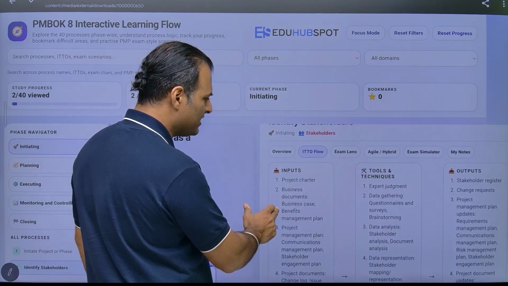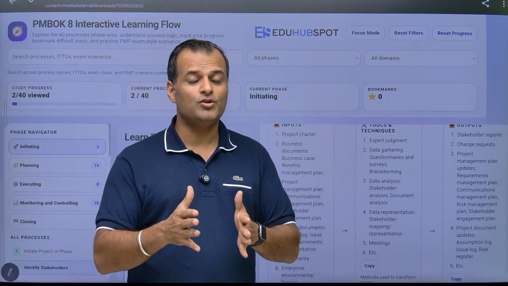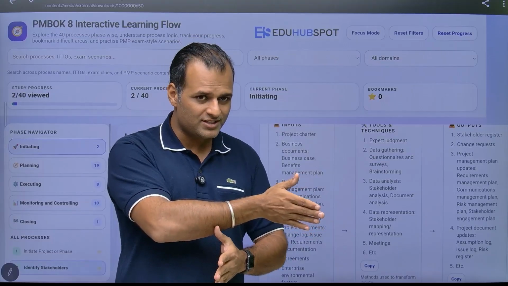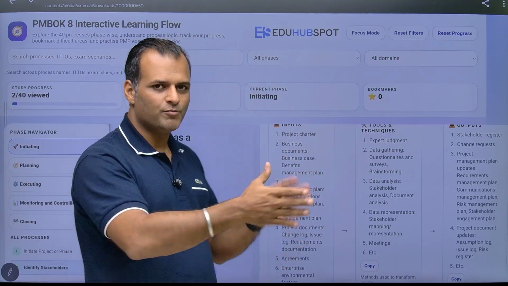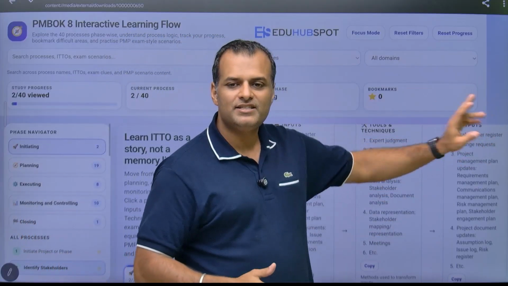Okay. So now let's see from an ITTO perspective. We will definitely have project charter as an input, right? Because project charter is your high level document which was created in the previous process, that will give you the high level stakeholder information. So this becomes your base document to update the stakeholder register.